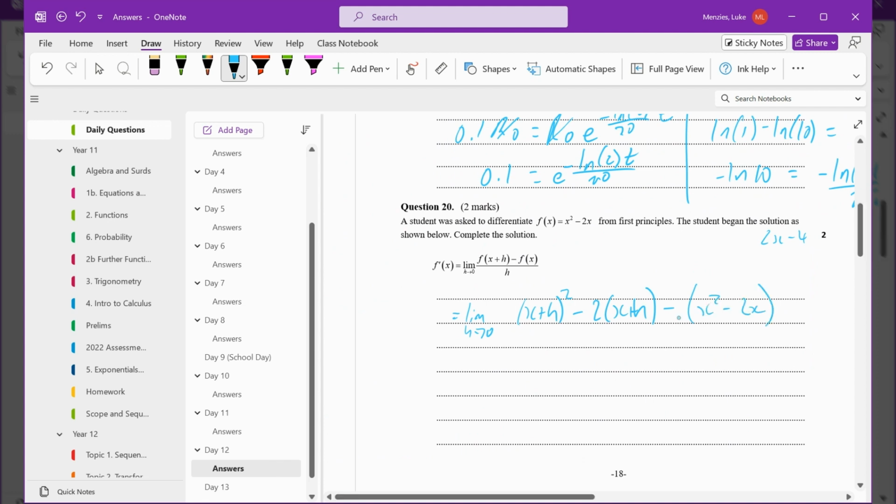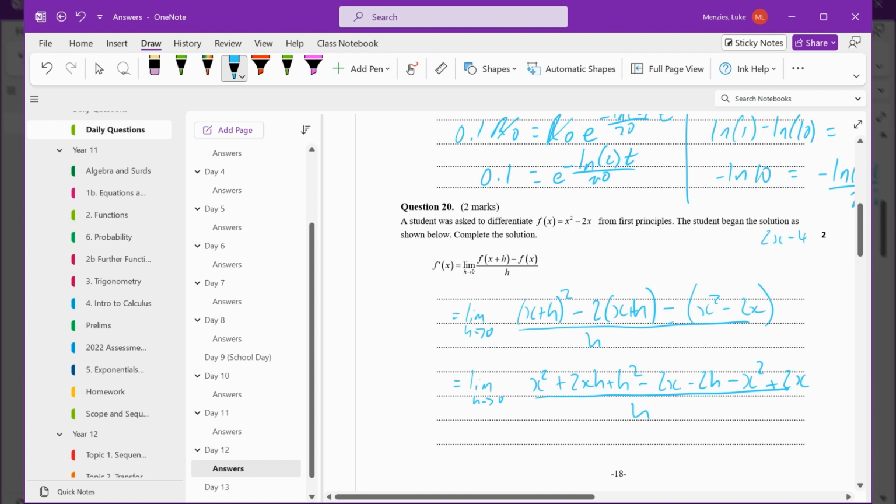Be careful if you don't do that part. A lot of students will forget that. And then again, limit as h approaches 0, do some expansion. Hopefully another shortcut: square the first term, so x squared, 2 times both those terms in the middle, so 2 times x times h gives me 2xh, plus h squared, minus 2x minus 2h minus x squared plus 2x, all over h.